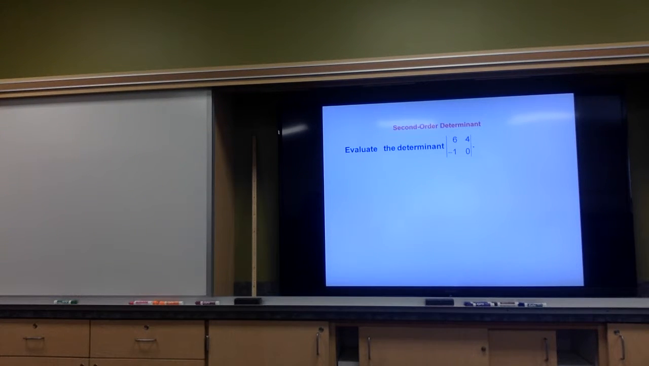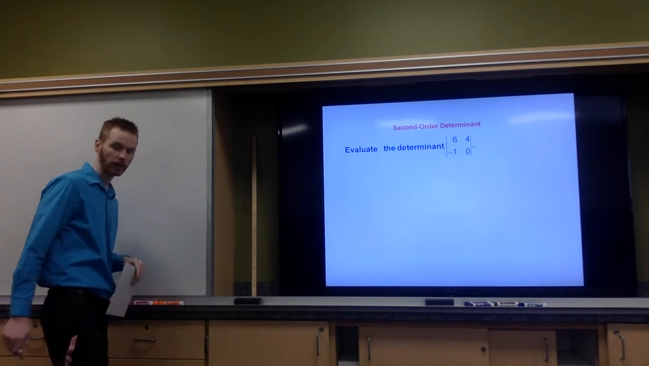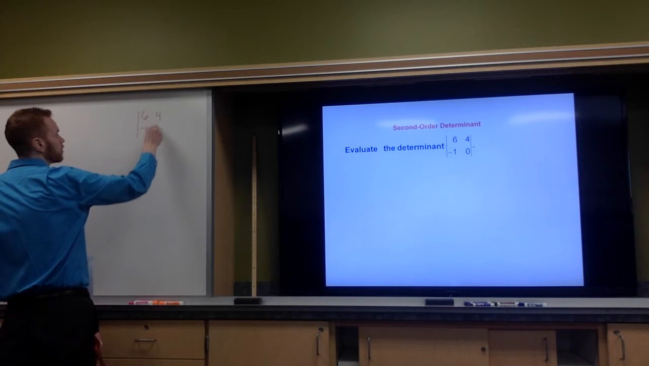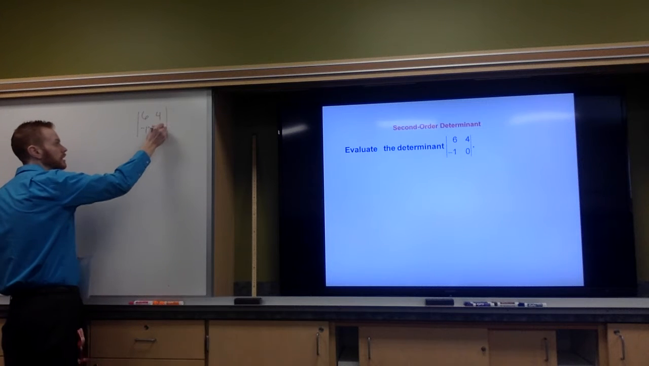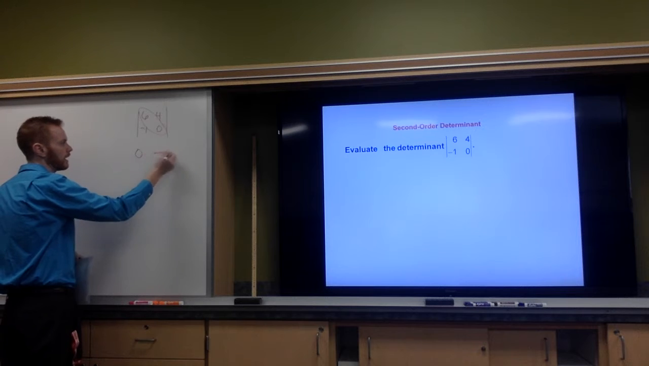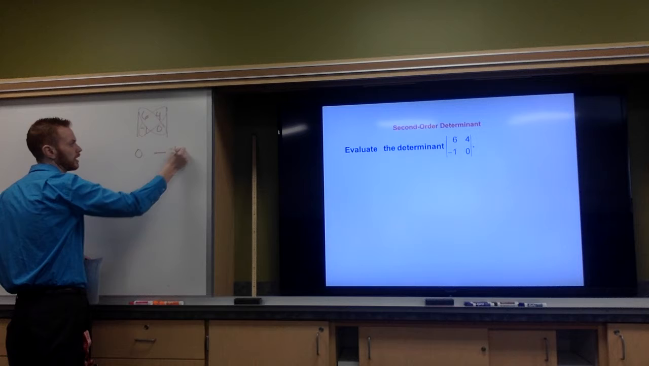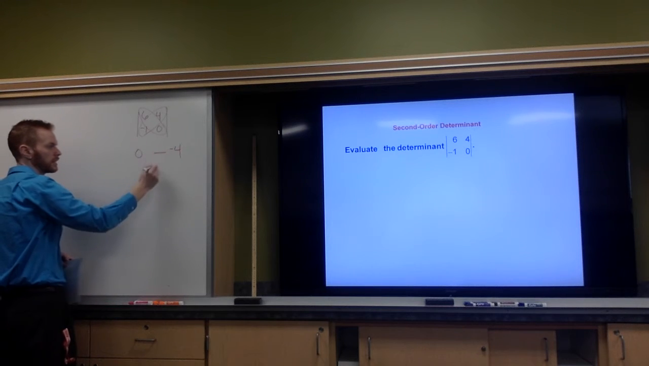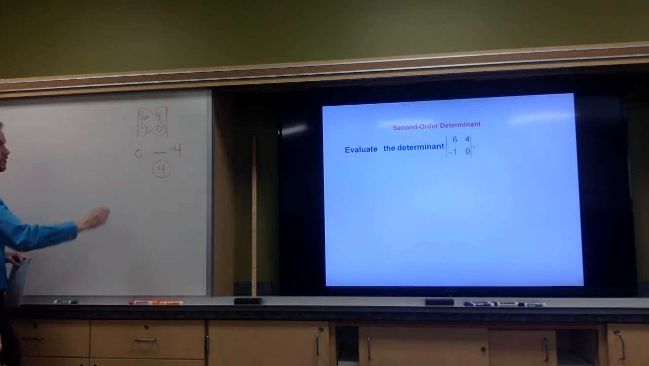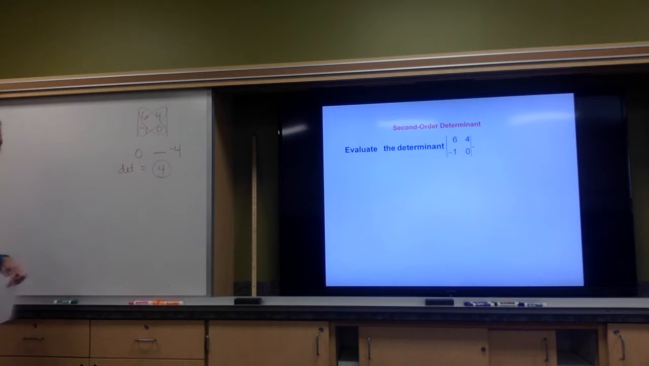So here's our first matrix, and we want to find its determinant. To do that, we're going to use that multiplication method we were looking at. I take this first diagonal, multiply it, I get 0, minus, I take this diagonal, do the same thing, multiply it, so I get negative 4. I'm subtracting a negative 4, it's like adding it, so my answer is going to be 4. So the determinant is going to be 4 for that one.